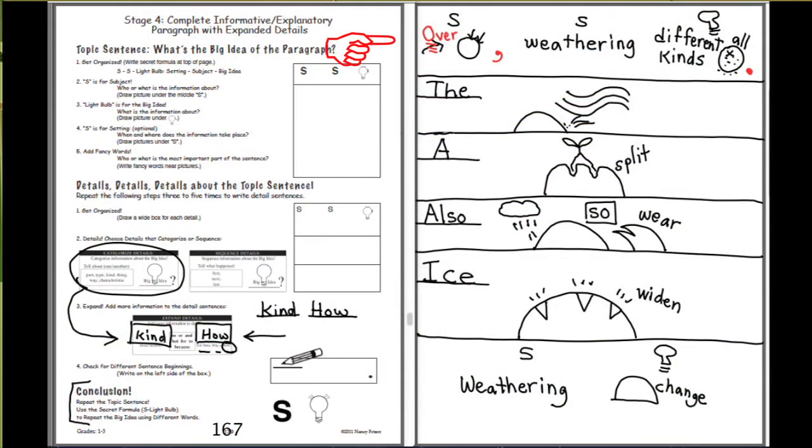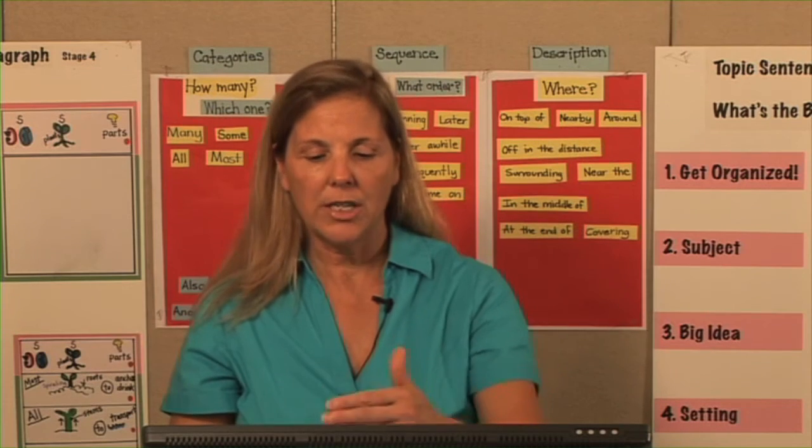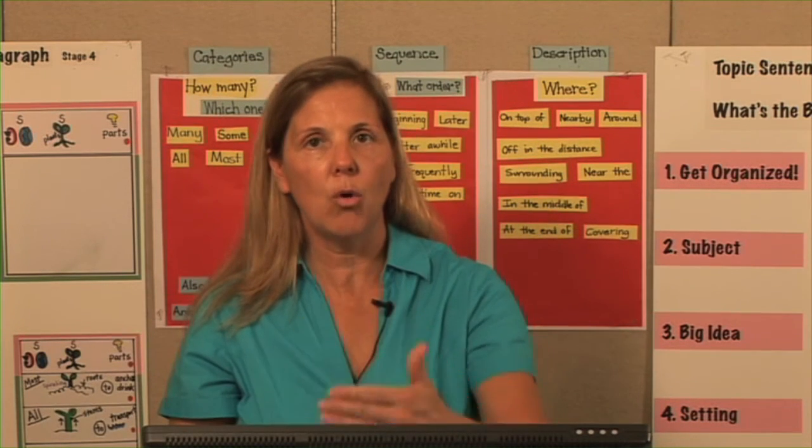Ready? Over time, on the planet Earth, different kinds of weathering make all types of rocks disintegrate. The wind blows tiny grains of sand from rocks. A plant's roots grow in the cracks and can split open a rock. Also, rain and waves can hit a rock so it wears away. Ice inside the cracks of a rock can make it widen. Weathering makes rocks change. We have our entire paragraph here that we've been saying over and over again.